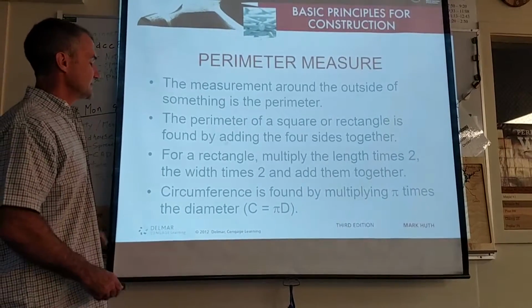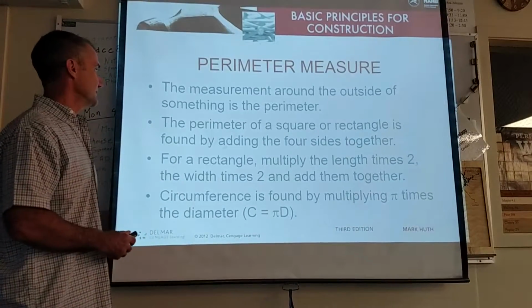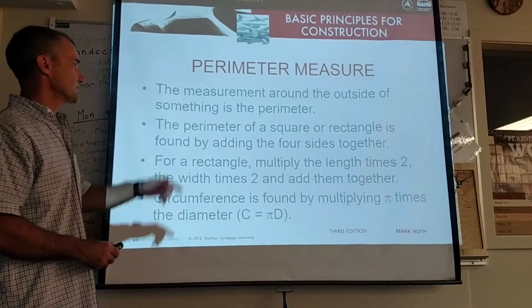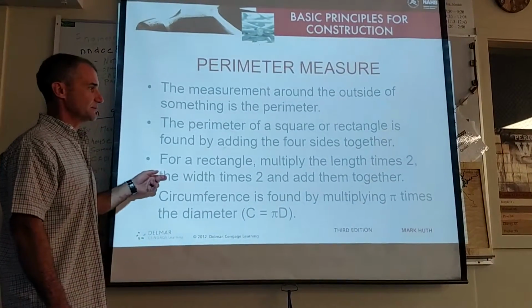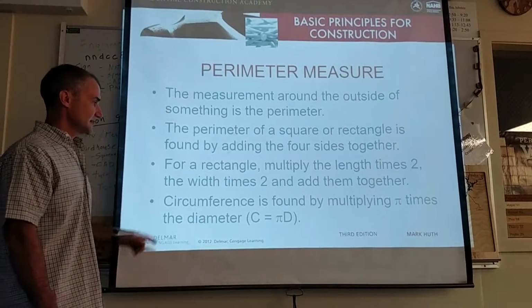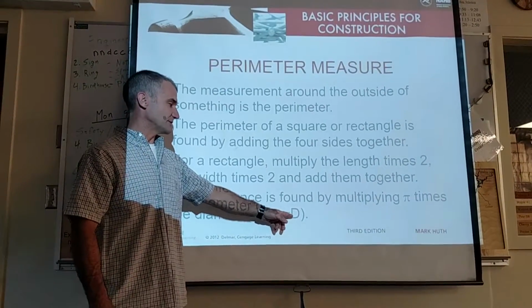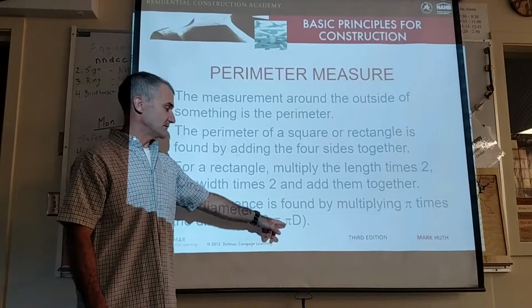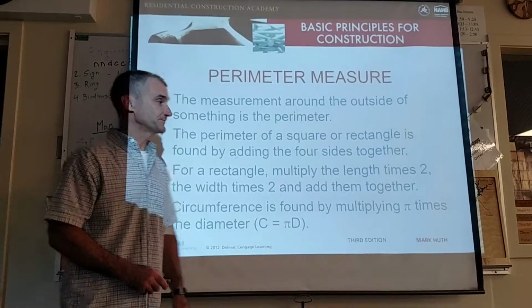Perimeter measurement is the distance around the outside of something. So for a perimeter of a square or a rectangle, you add all 4 sides together. Or you can multiply the length by 2 and the width by 2 and add those 2 together. And then circumference of a circle is pi times diameter. So circumference is equal to the number pi, 3.14, times the diameter of that circle.